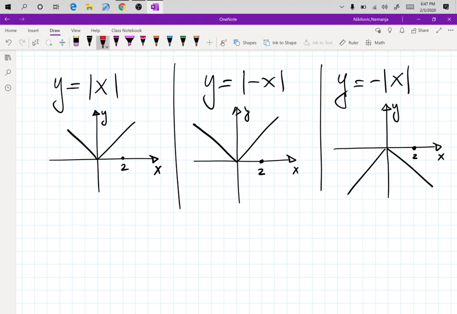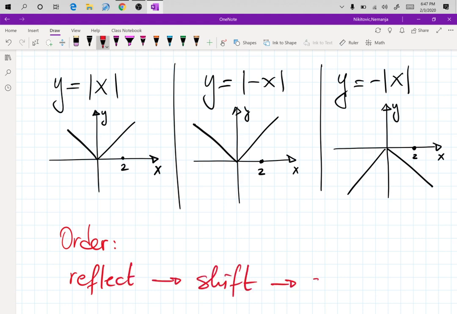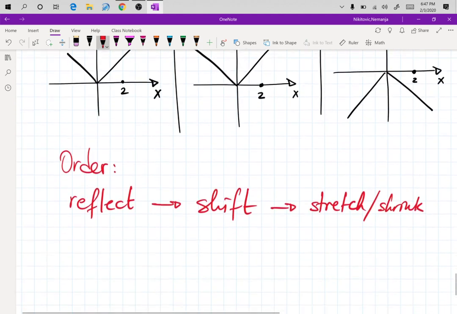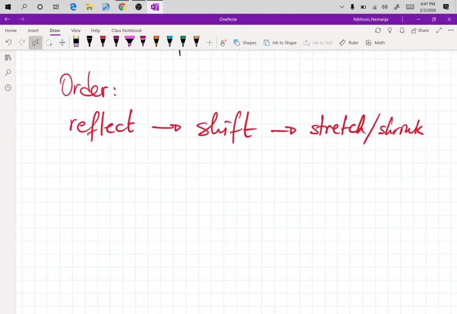So here we go. Order: reflect, shift, stretch, shrink. This is the order that will not fail you.